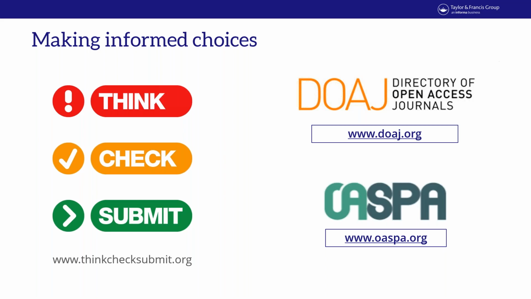And here's where the last organization comes in, OASPA. So OASPA is an organization for publishers and service providers working with open research, open access. Members need to meet certain standards to be included in OASPA. So if the open access journal you're considering publishing in is not included in the DOAJ, and/or their publisher is not a member of OASPA, you should proceed with extreme caution.